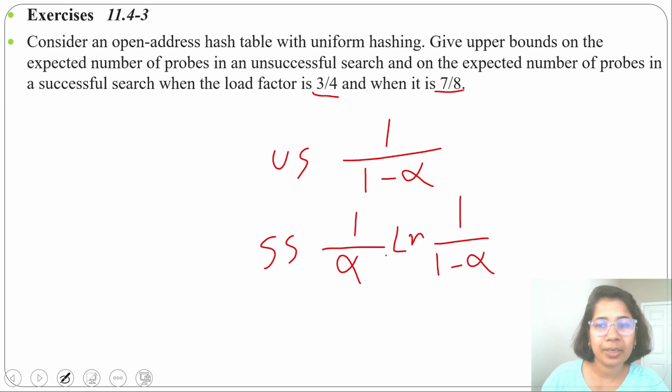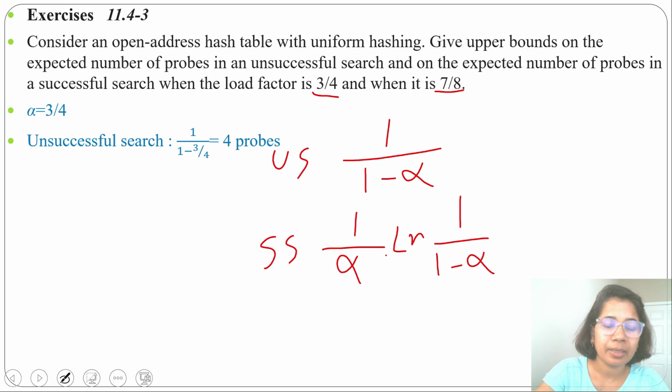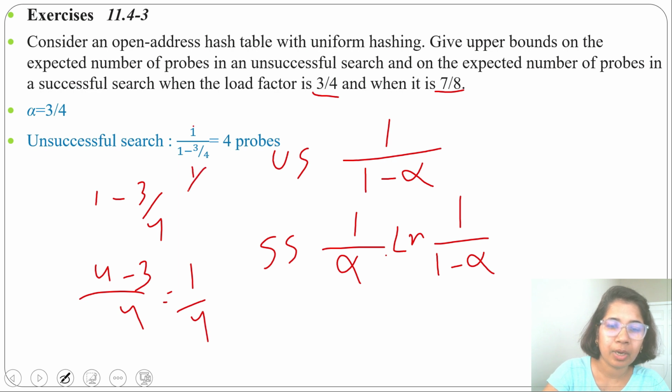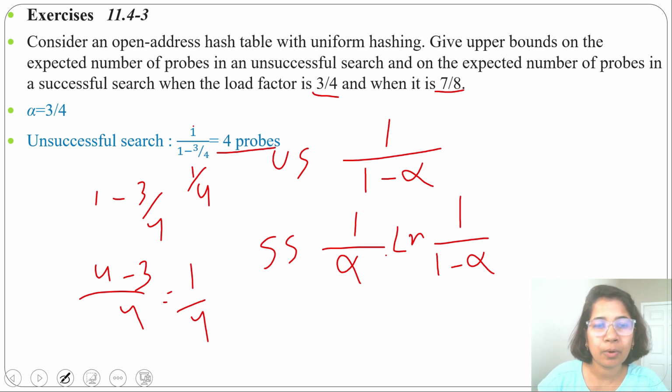First, for alpha equal to 3/4, the expected number of probes in an unsuccessful search will be at most 1/(1 - 3/4). 1 minus 3/4 is (4 - 3)/4, which is 1/4. So 1 divided by 1/4, this 4 will go off, total 4 probes. So a maximum of 4 probes for an unsuccessful search.